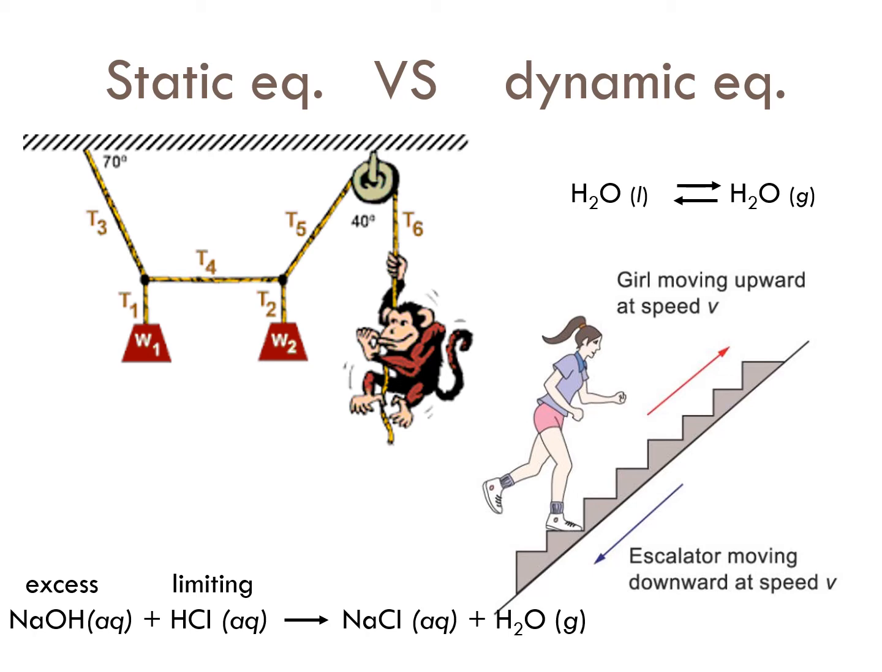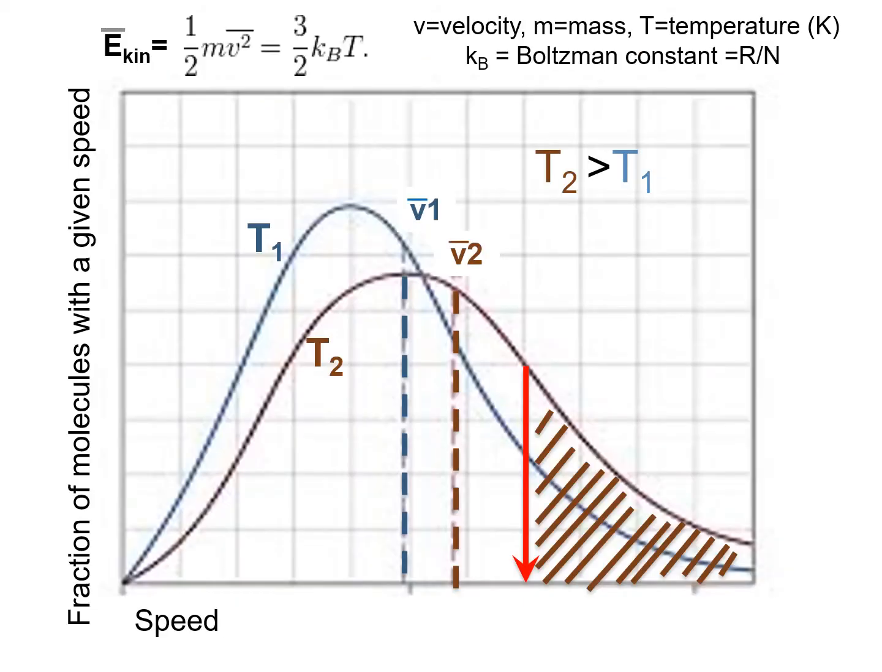The same happens with the evaporation. We reach an equilibrium, but some molecules of water are still evaporating and other molecules, to the same extent, are condensing. So we see in this slide two formulas that describe kinetic energy quantitatively.